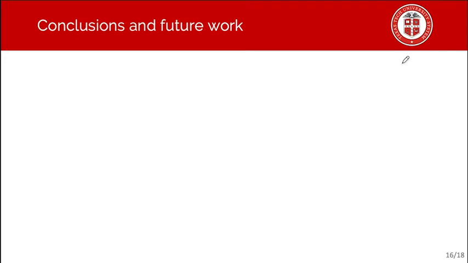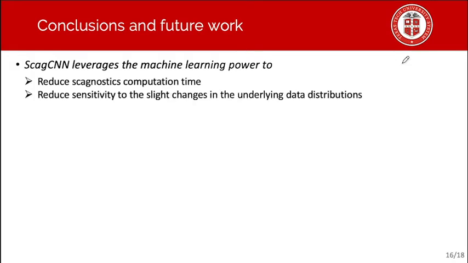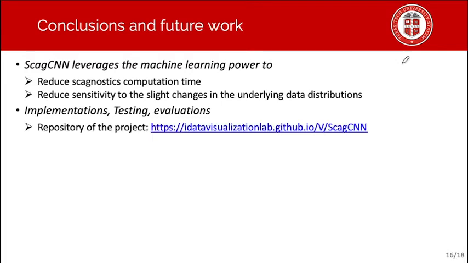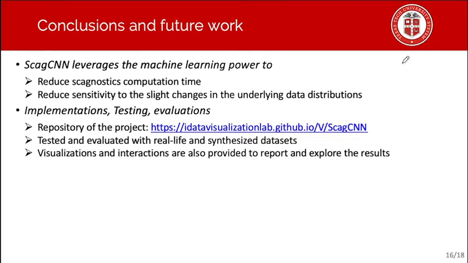Conclusions and future works. ScagCNN leverages machine learning power to reduce the computation times and reduce the sensitivity to slight changes in the underlying data. We also made implementations of our approaches, tested them, and provide evaluations of them as well. The repository of our project is here. We tested and evaluated our approach on real-life and synthesized datasets. We provide visualization and interactions to report and explore results.